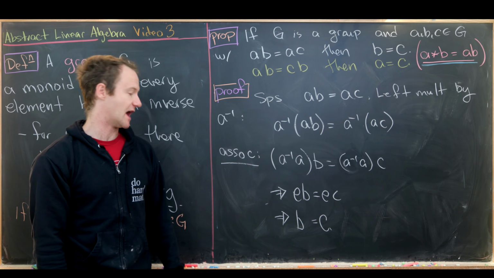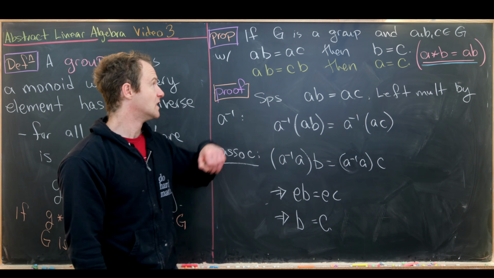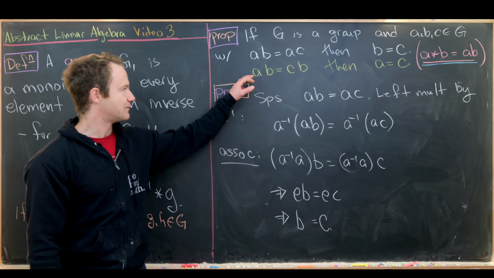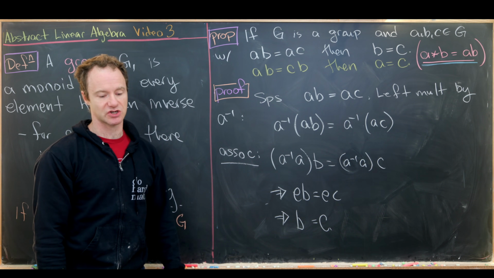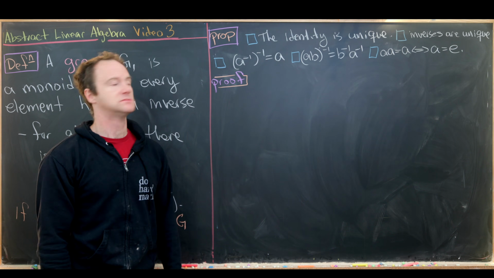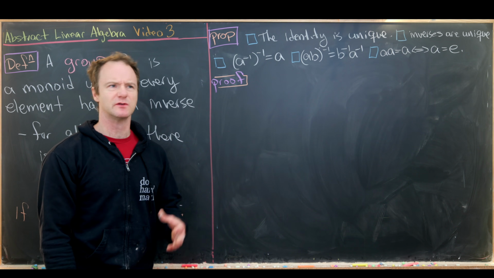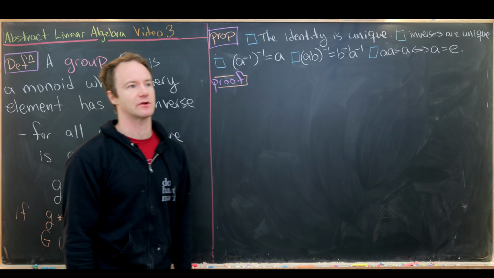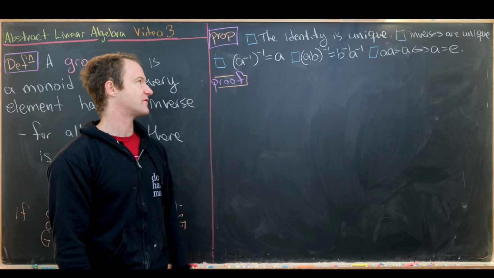So we have arrived at B equals C, which is exactly what we wanted to end at. Like I said, I'll let you check the right cancellation on your own, and we're going to move on to another general result. Now we're going to look at a proposition which proves a lot of fairly standard, simple general results involving groups. So it has 5 parts.